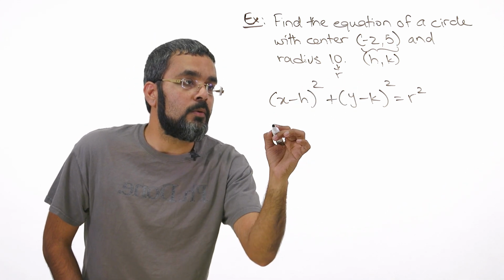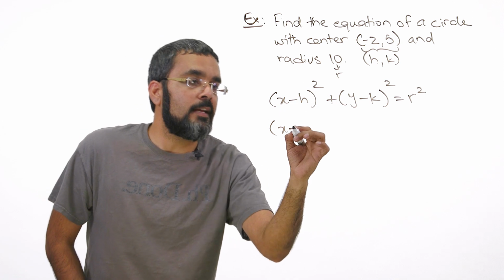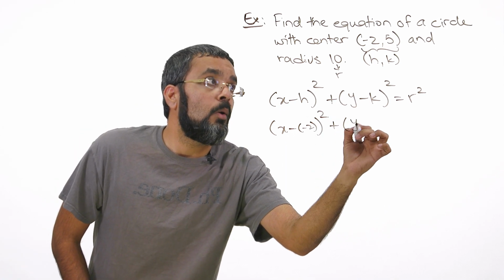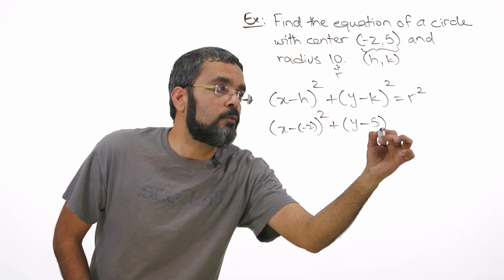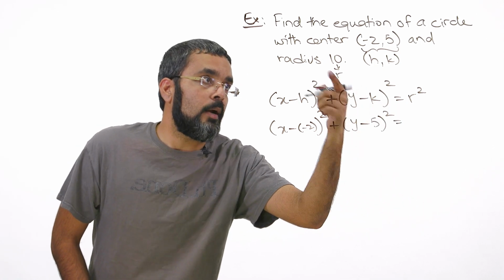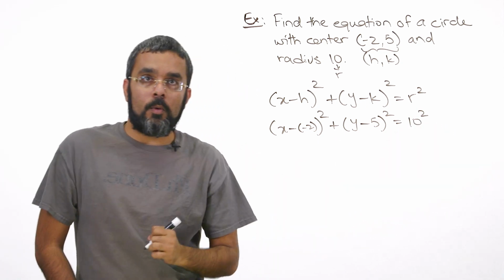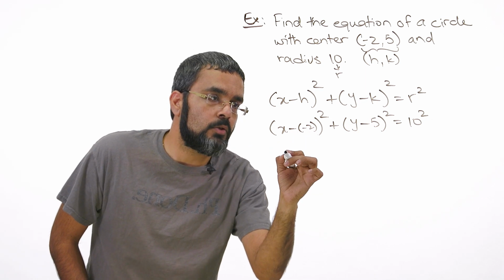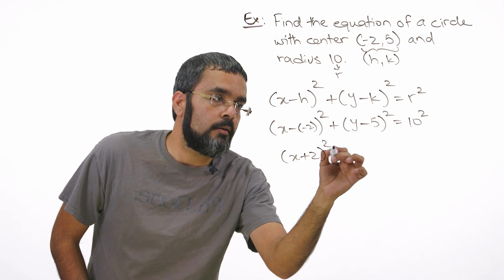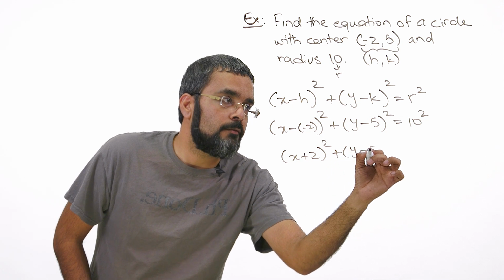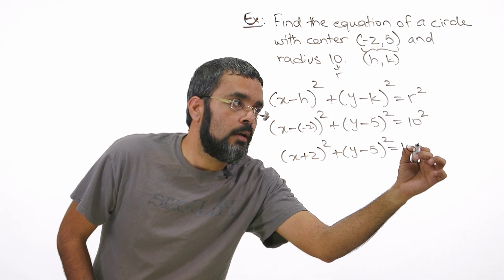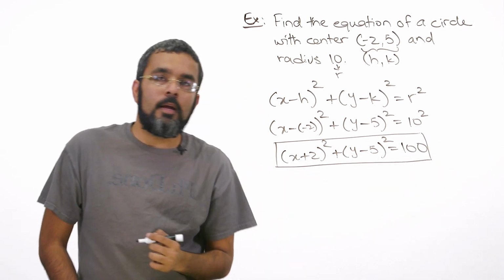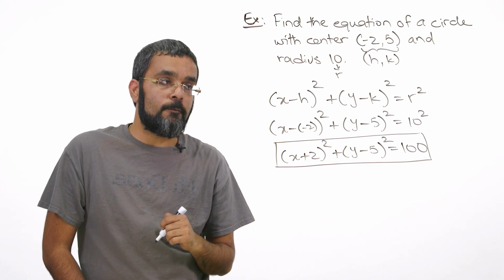So let's go ahead and substitute the values. I have x minus h, where h is negative 2, so I have (x - (-2))^2 plus y minus k, which is (y - 5)^2, equals the radius squared, and so that is going to be 10 squared. If I simplify that, the negative and negative make a positive, so I get (x + 2)^2 + (y - 5)^2 = 100. And that is the equation in standard form for the circle.